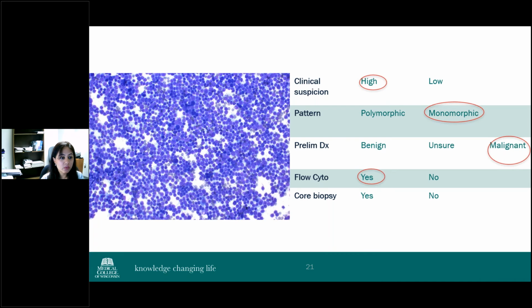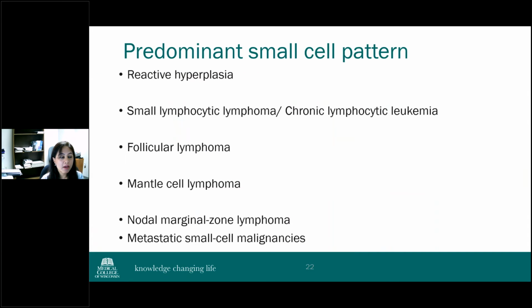For flow cytometry, yes, we need a sample. For core biopsy, definitely yes. So this is a predominant small cell pattern, which can sometimes also be a predominant intermediate cell pattern, and is usually seen in reactive hyperplasias, in small lymphocytic lymphoma, in CLL. Again, follicular lymphoma, mantle, and marginal can all present with this morphology. Another thing to remember is the metastatic small cell malignancies.